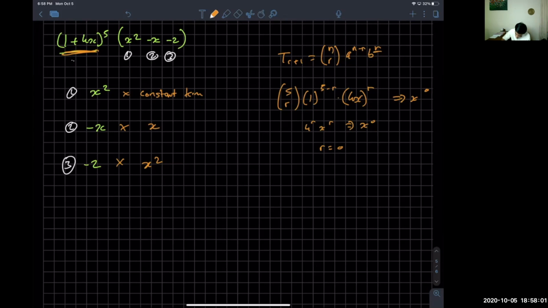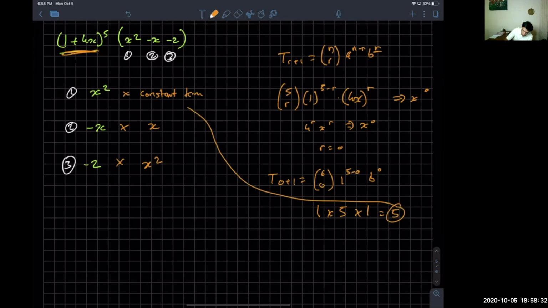Then the general term becomes T of 0 plus 1 equals 5 choose 0, a, which is again 1 to the power 5 minus 0, times b to the power 0. We know what 5 choose 0 is: it becomes 1 times 1 to the power 5 times b to the power 0, which is 1. So this is 1, and this piece goes into here. We erase this and write down 1. Now we just have to do this again for the x term and for the x squared term.